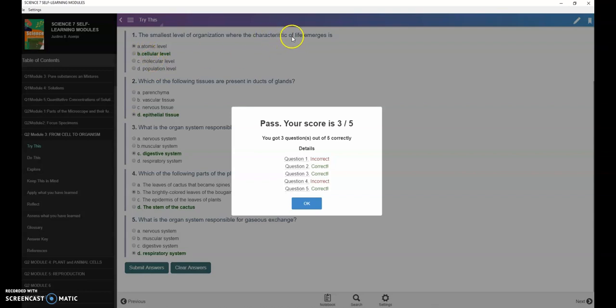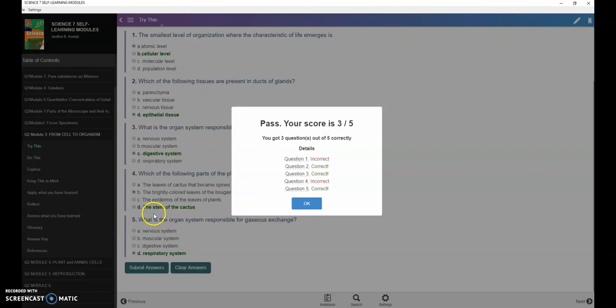Yes, where the characteristic of life emerges. It says where the characteristic of life emerges. So ito sa atomic level, hindi pa nag-emerge yung life dito. Alright, so dapat basahin talaga ng todo. Do smallest level yung atomic, pero wala pa doon yung characteristic of life nag-emerge.